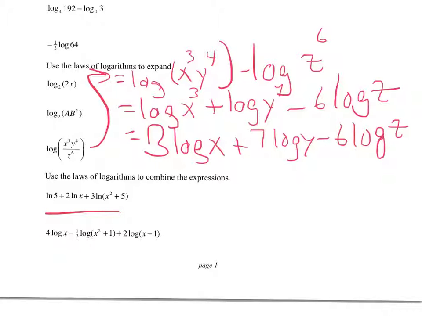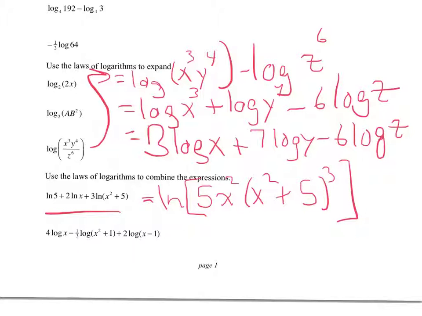So the sum of 3 logs is a log of the product of each thing. So a single logarithm for a product of 5 x squared and x squared plus 5 to the 3rd power. Now the reason we get that is because this 2 log x is the log of x squared, and this 3 log of x squared plus 5 is the log of x squared plus 5 cubed. And then we can combine each of the arguments of the logs together into one product and just take the log of that whole product. And this is using the product rule.